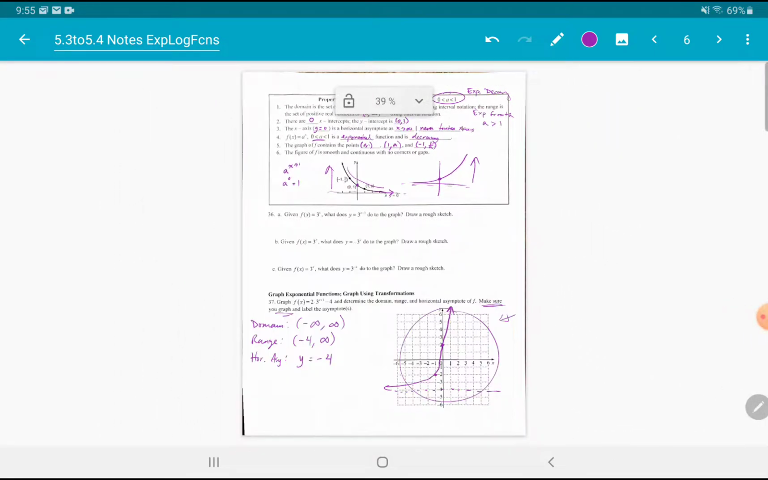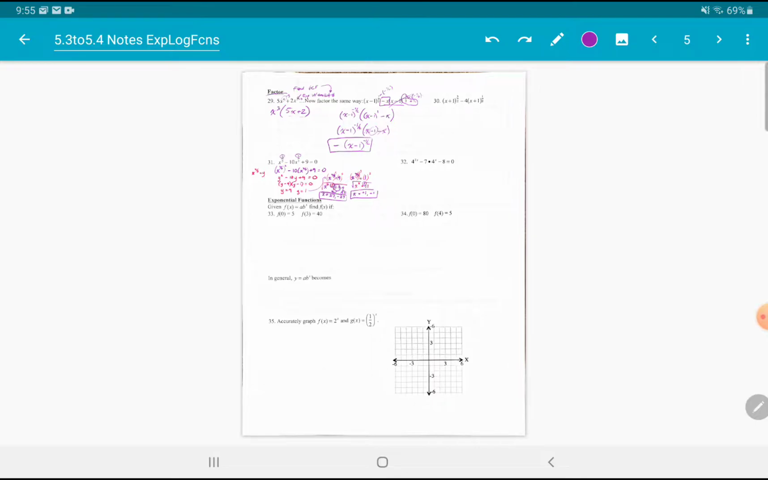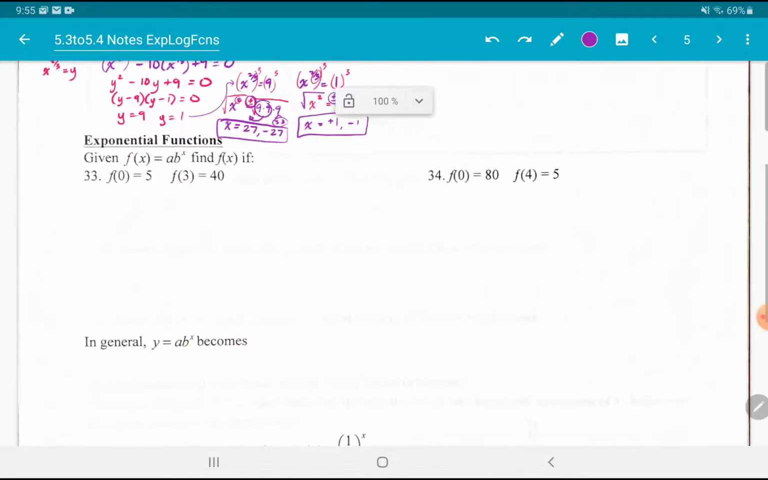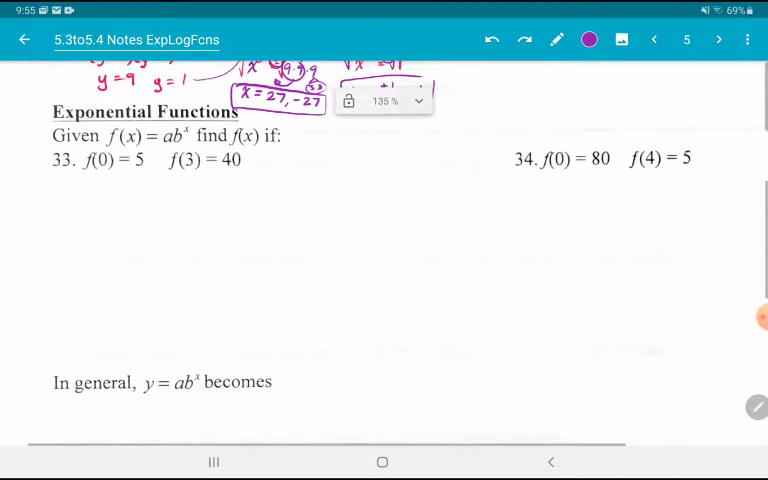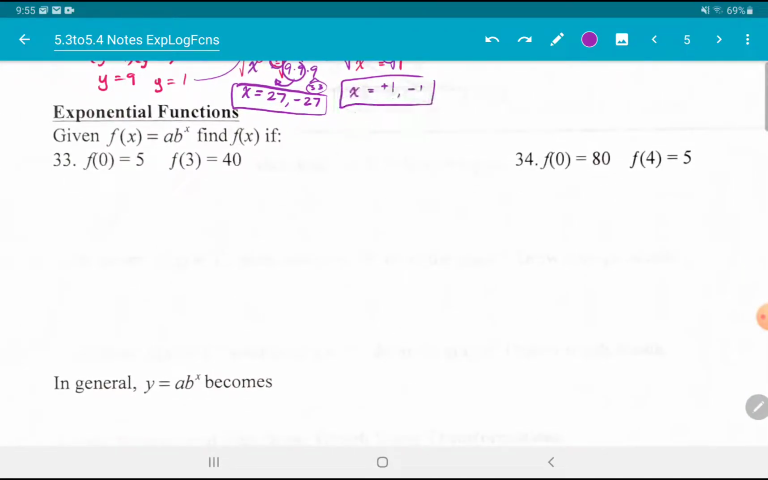Okay, I'm going to backtrack one page here, and let's just do one problem right here where we're dealing with some points on the graph. And what we want to do is figure out what that equation actually looks like. So here we have given f of x equals a times b to the x power. Find f of x if f of 0 is 5 and f of 3 is 40.